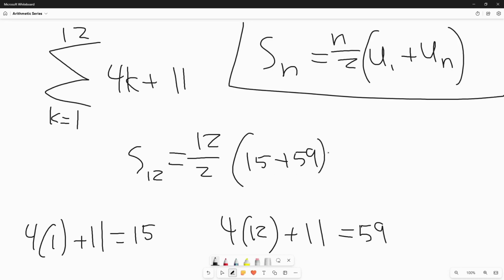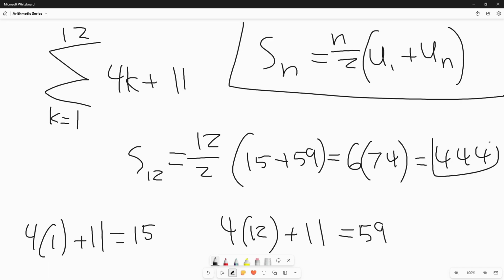And then we just do some simple math. So that would be 6 times 74 is equal to 444. That's your answer. This is much easier than using that traditional method where you would have to calculate 12 individual terms and add them all up together.